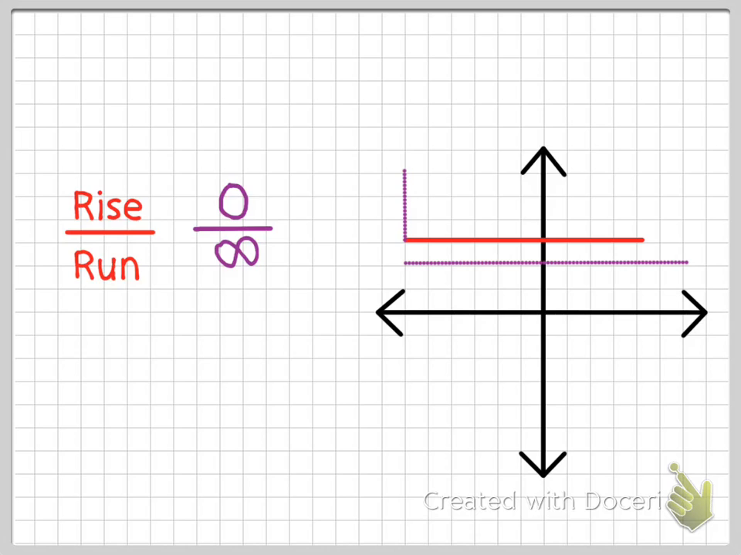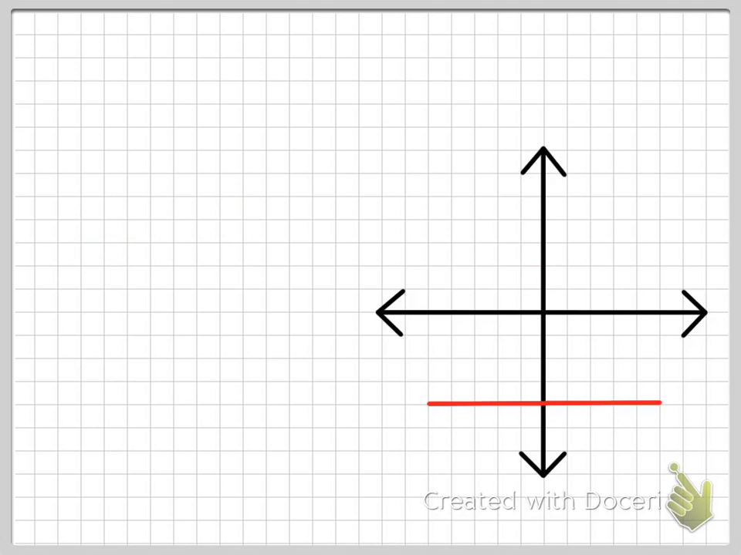And if we look at this, 0 over infinity, that's 0 divided by infinity. Well, remember that 0 divided by anything is simply 0. So the slope of this line is 0 or none. There is no slope to this line. So again, looking at this line, it rises 0, but it runs for infinity. So 0 over infinity gives me a slope of 0.